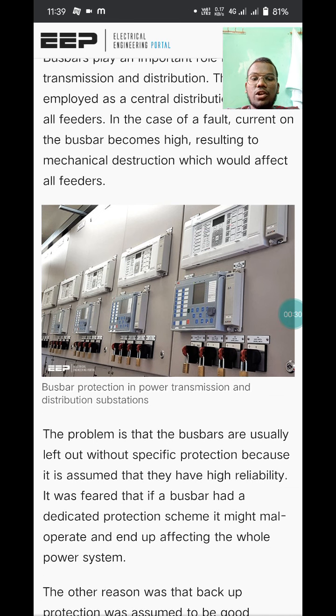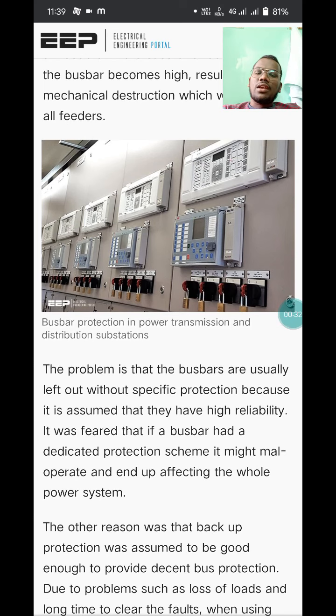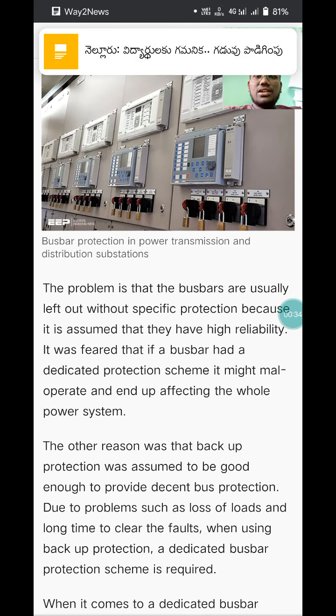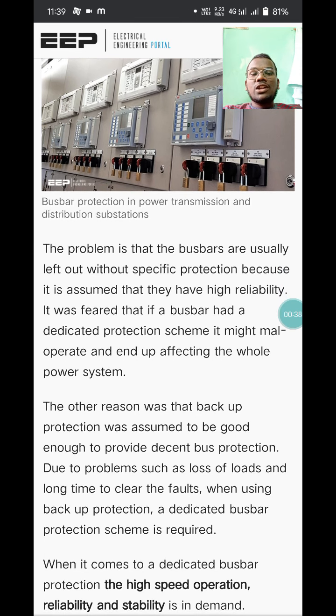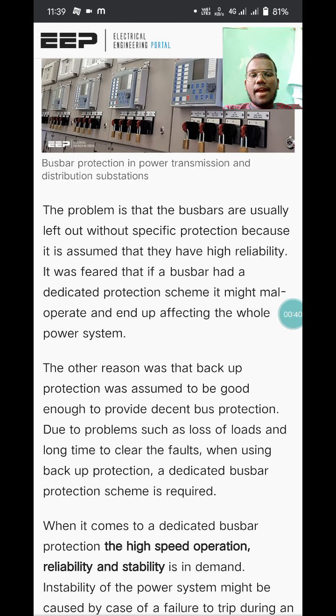Here is the diagram for protection in the power transmission and distribution substation. The problem is that busbars are usually left without specific protection because it is assumed that they have high reliability. It was feared that if a busbar had a dedicated protection scheme, it might maloperate and end up affecting the whole power system.